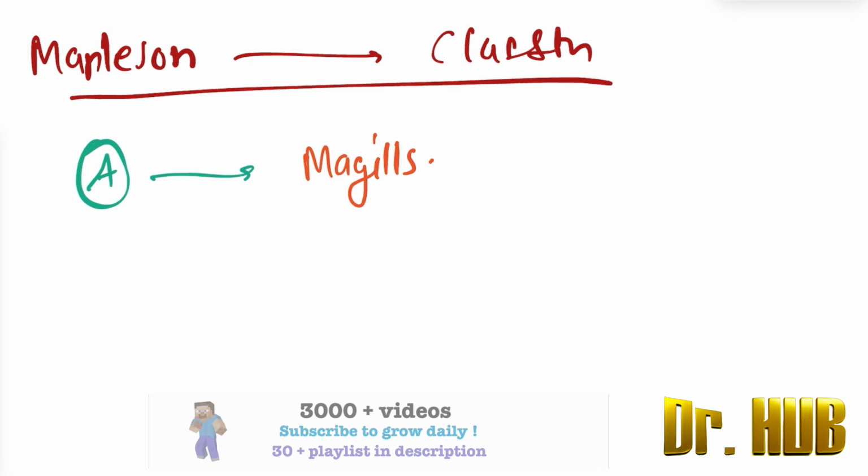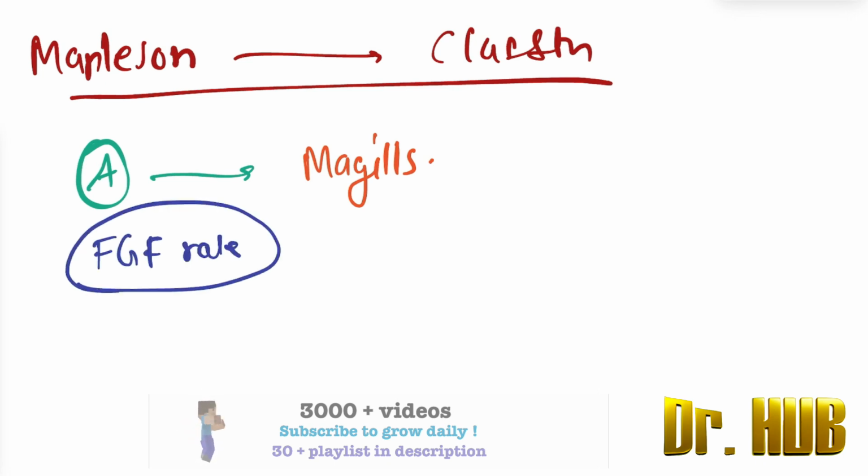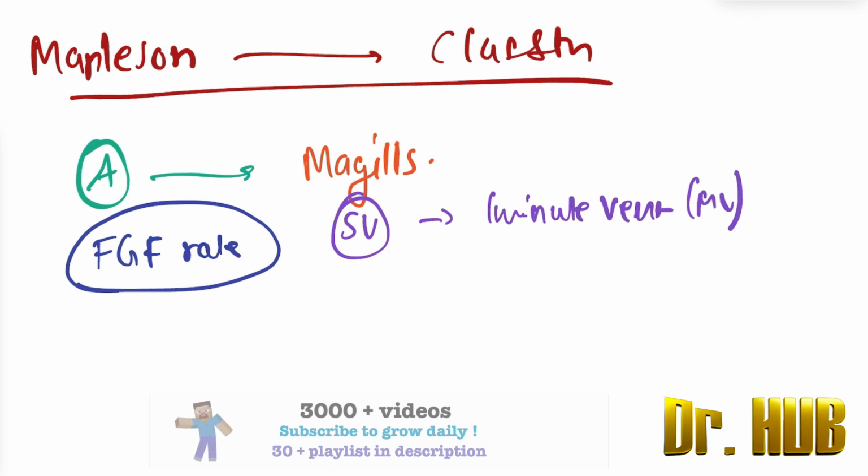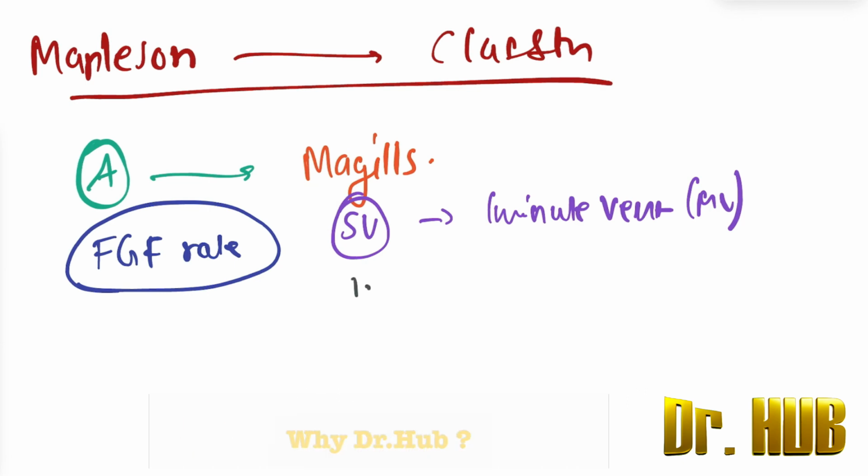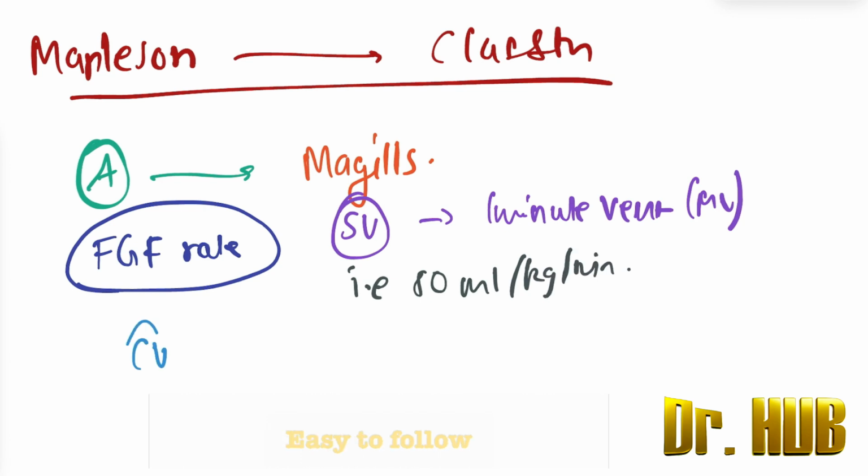And what is a fresh gas flow rate? FGF rate. So under FGF rate, there is a spontaneous ventilation as well as a controlled ventilation. The spontaneous ventilation is 1 minute ventilation, that is MV, and that is about 80 ml per kg per minute. Next we look at the controlled ventilation. The controlled ventilation is very high and it is difficult to predict.